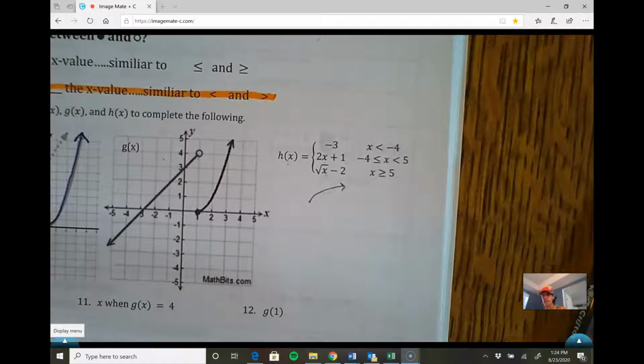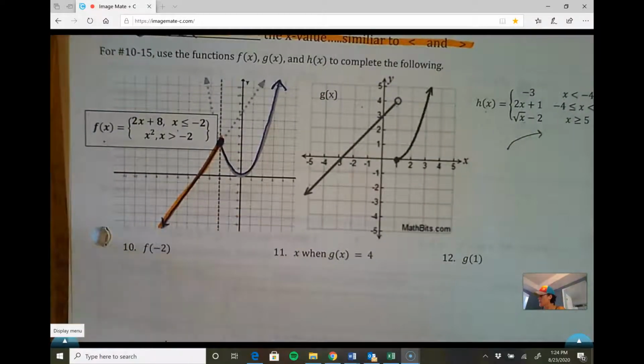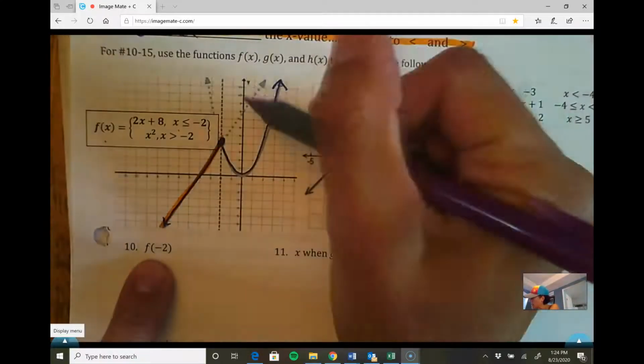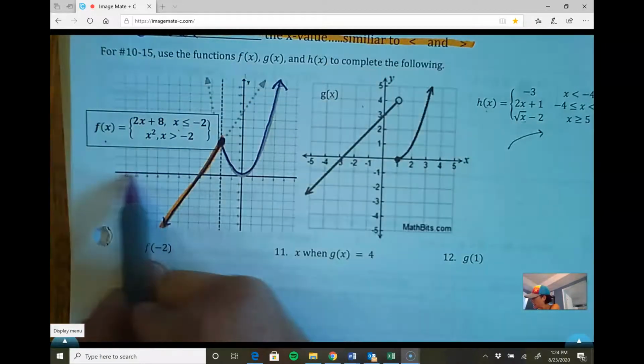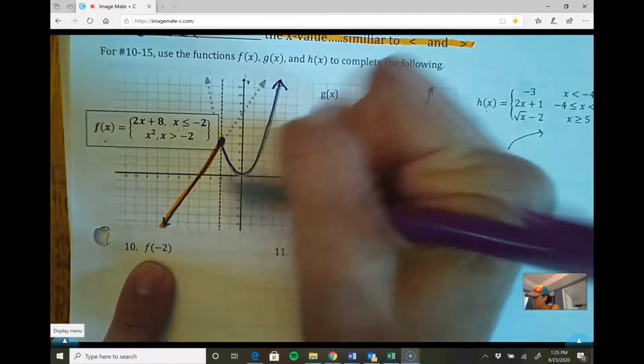So here we go. All right, first function. We're going to look at this function, f of x. So there's two ways I could do this one. One is I could go to where x is -2. So here's the y-axis, here's the x-axis. So I go to where x is -2. We're kind of highlighting this line right here.